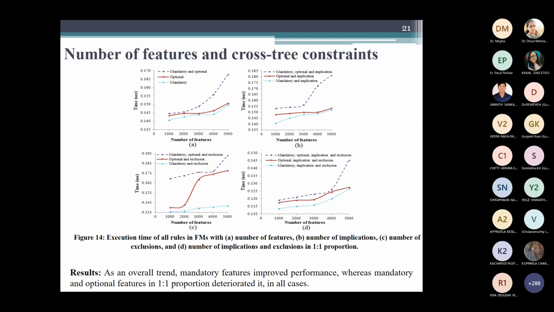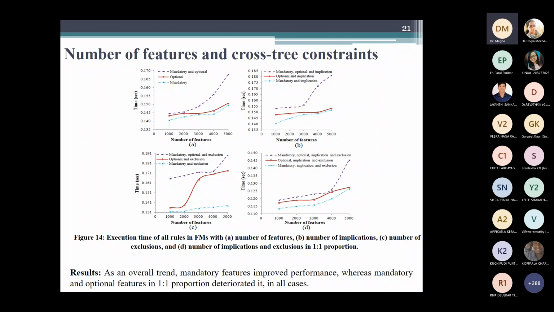Now, the next parameter is number of features and costly constraints. As I already mentioned, costly constraints include implication and exclusion relationships. Figure 14 represents the execution time taken by all the rules in the models, where the models are taken in different combinations. Figure A represents the models with different numbers of features. Here the models are considered with different numbers of implication relationships. In C, the models are considered with different numbers of exclusions, and D represents the models with different numbers of implications and exclusions, but in a 1:1 ratio.